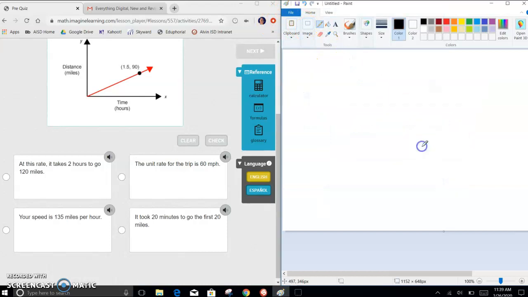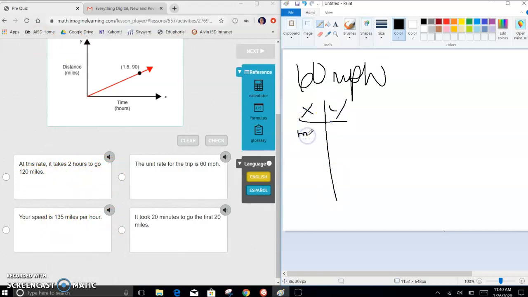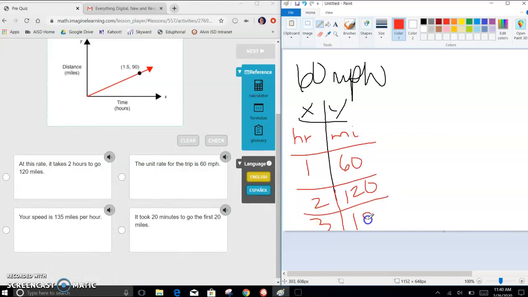New picture, 60 miles per hour. All right, at this rate, it takes 2 hours to go 120 miles. Well, yes, because here's why. Here's my hours. I'm sorry, my hours. Whoopsie. All right, hours. If I can get my pencil back. Hours, miles. 60 miles per hour means 1 hour, 60 miles. 2 hours, 120 miles. 3 hours, 180, and so on. So yes, this right here is true.